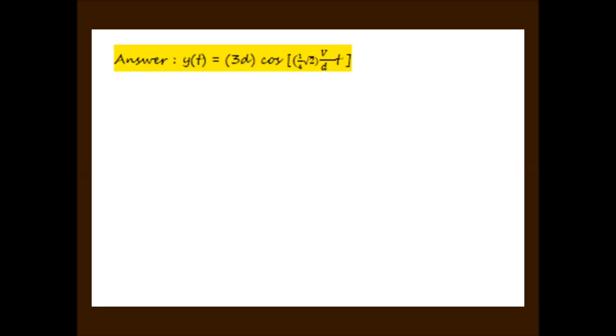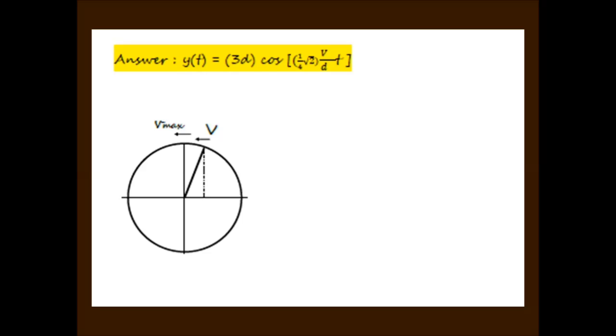In this case, we check our unit by writing in the appropriate SI unit for each of our known parameters. Since the unit of v is meters per second and the unit of d is meters, v over d will be in per second. When I multiply that by t, which is in seconds, I will get a dimensionless quantity. So I will have the cosine of a dimensionless quantity, which in itself is dimensionless. We are therefore left with 3d, where d is in meters, so my overall unit for y, position, is indeed meters.